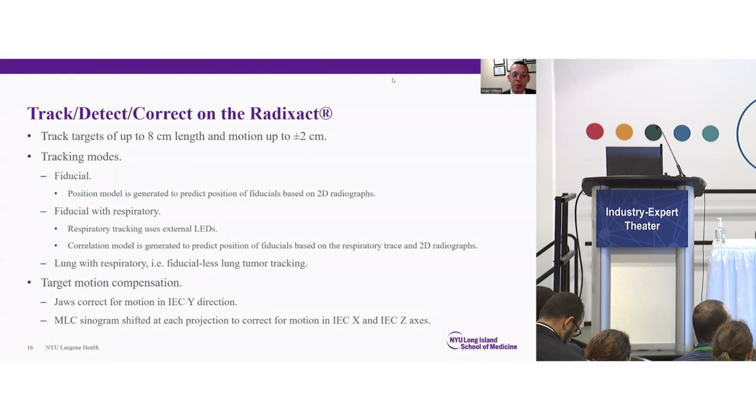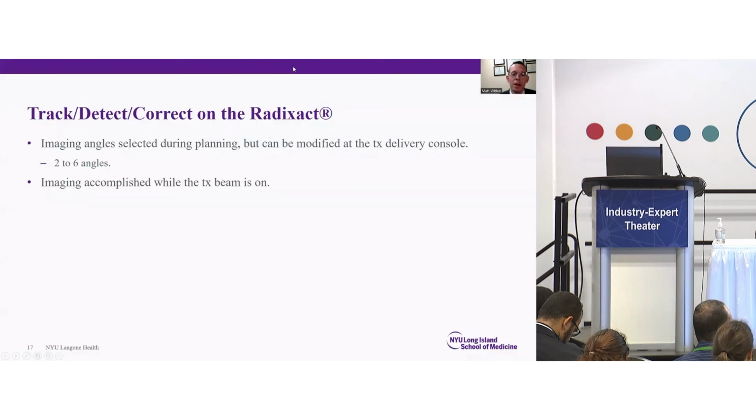And how is the target motion compensation achieved? Well, we use jaws to correct for motion in the IEC y-axis. And the MLC sinogram, that is the MLC aperture, is shifted at each projection to correct for motion in the IEC x and IEC z-axis. So imaging angles are selected during planning, that is the number of radiographs one takes during a gantry rotation. But they can be modified at the treatment delivery console on the fly as needed by the therapist. And we use 2 to 6 angles. And imaging, by the way, is accomplished while the treatment beam is on.